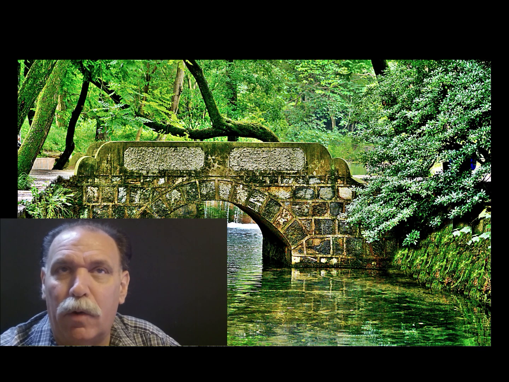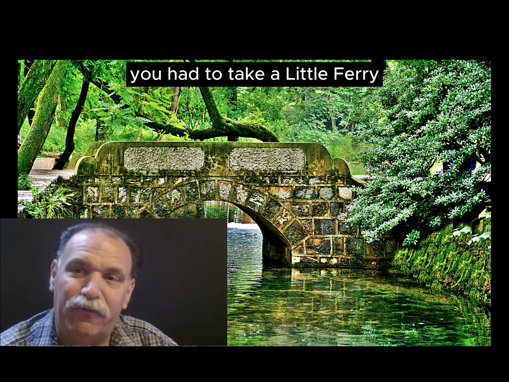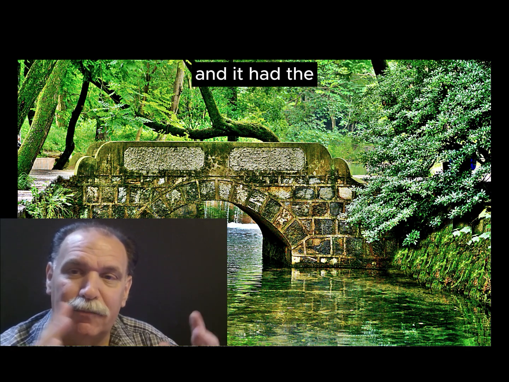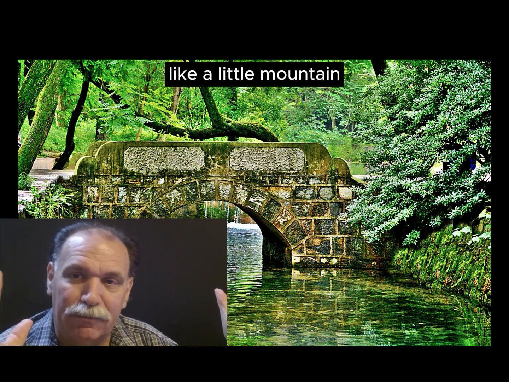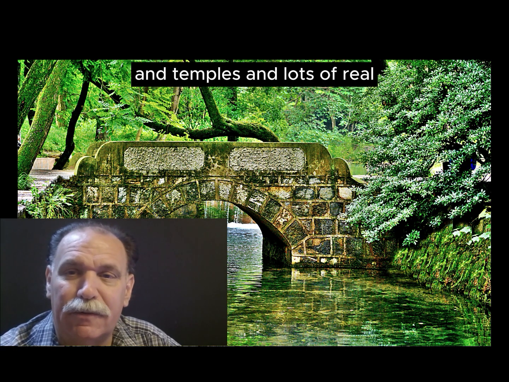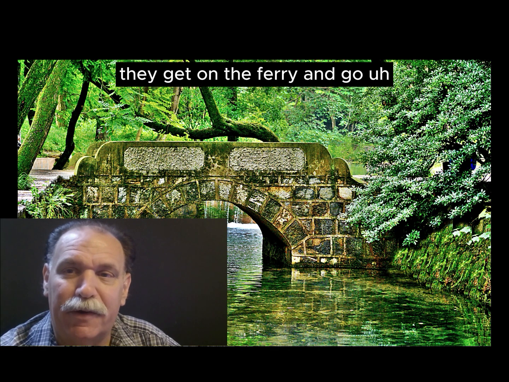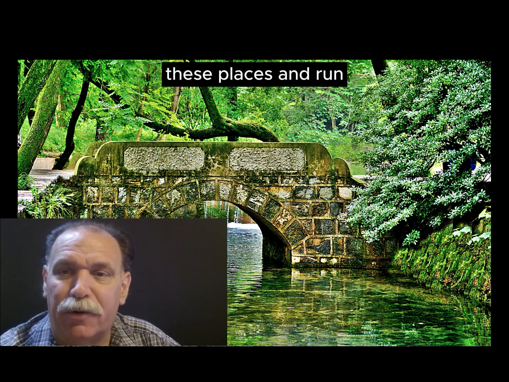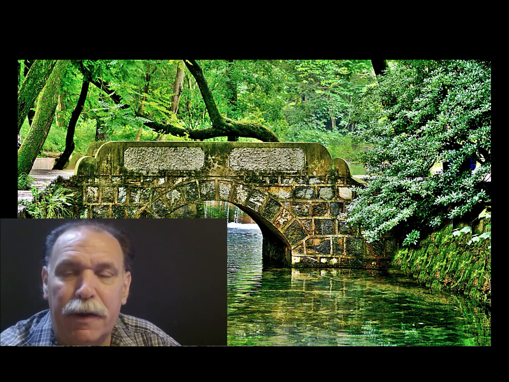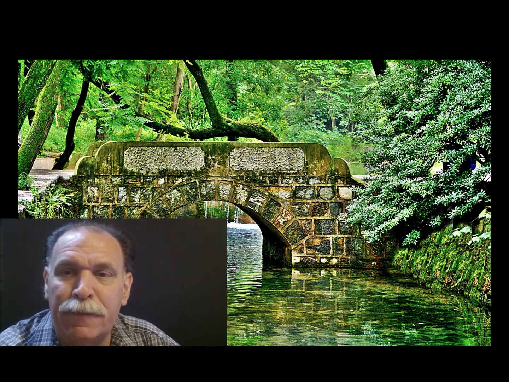And one of the places I loved to go was called Jiaoshan Park. You had to take a little ferry across the Yangtze and go to this island, and it had a big kind of like a little mountain, and it was an island though, and temples and lots of real pretty places to walk. And the old people would go there every morning. They would get on the ferry and go to these places and run and play games and do calligraphy and all this. And when I first started going there, I was going there in the afternoons a lot, right after class.